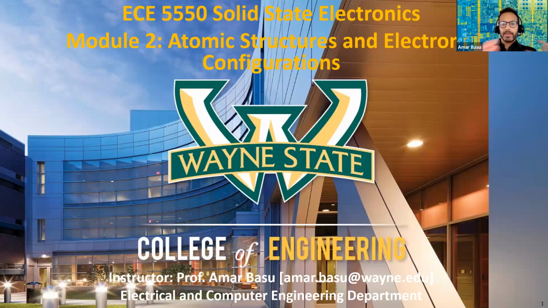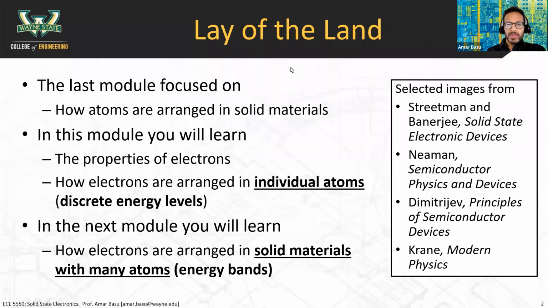All right. So we're going to start today on Module 2, which is Atomic Structures and Electronic Configurations. This module is going to be the next step in our understanding of electronic materials. The last module, Module 1, talked about the arrangement of atoms in solid materials. We talked about the different types of crystal lattices, like the diamond lattice. We talked about the different types of semiconductors, the elemental versus the compound semiconductors.